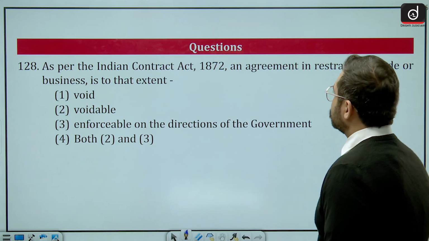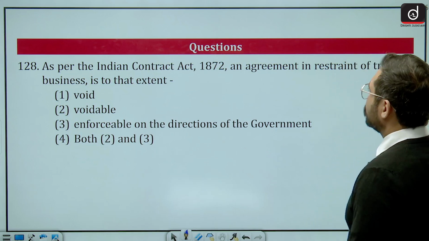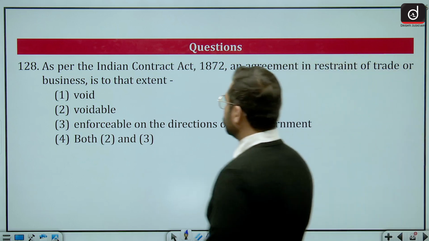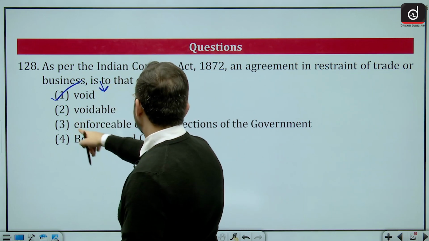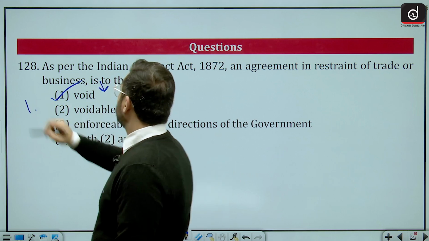Exactly. As per Indian Contract Act, an agreement in restraint of trade is void. It is void to that extent. Yes. इसमें यहाँ पर gap है. Void है. 1 is your answer.